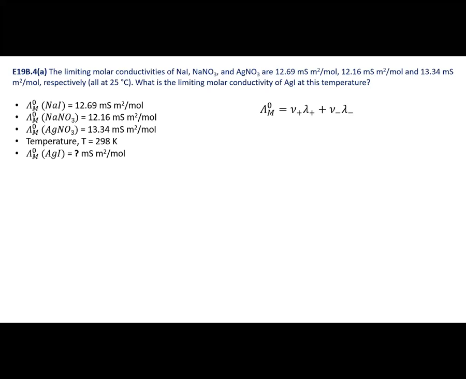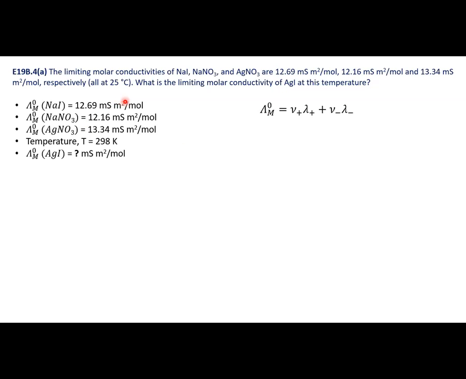Let's look at the next problem. The limiting molar conductivity of sodium iodide, sodium nitrate, and silver nitrate are 12.69, 12.16, and 13.34 millisiemens meter squared per mole, respectively at 25 degrees Celsius. So what is the limiting molar conductivity of silver iodide at this temperature? So we are given the limiting molar conductivities of different electrolytes, and we are asked to find the limiting molar conductivity of an unknown electrolyte, which is silver iodide.